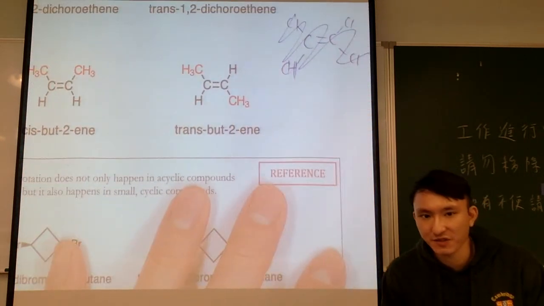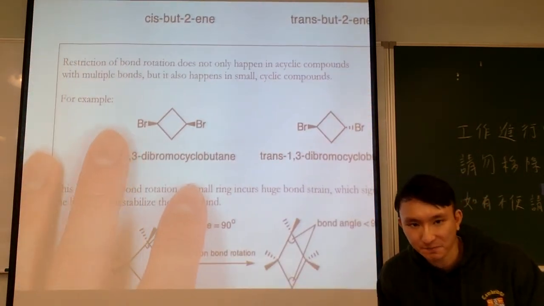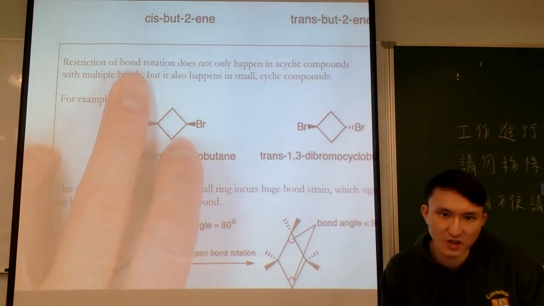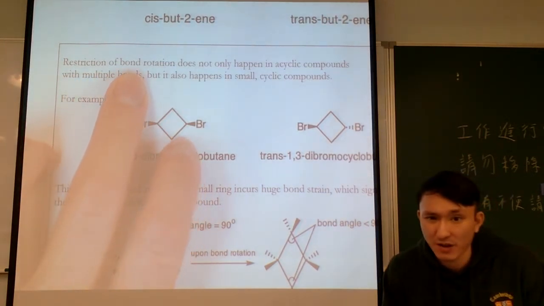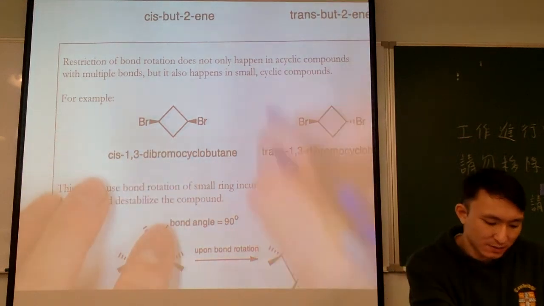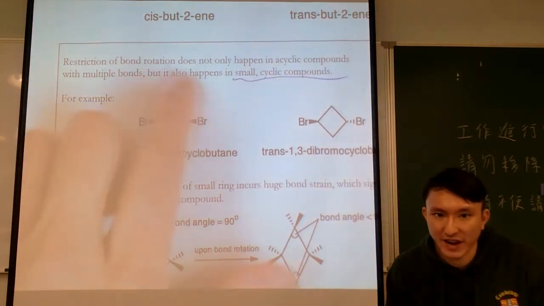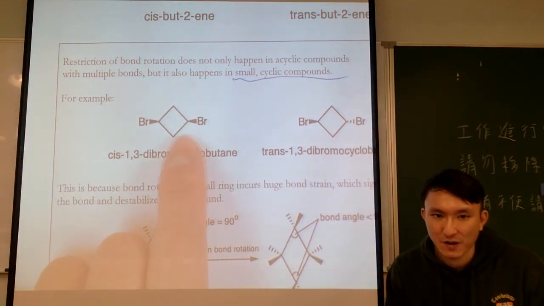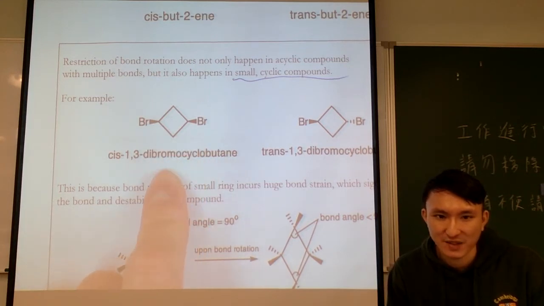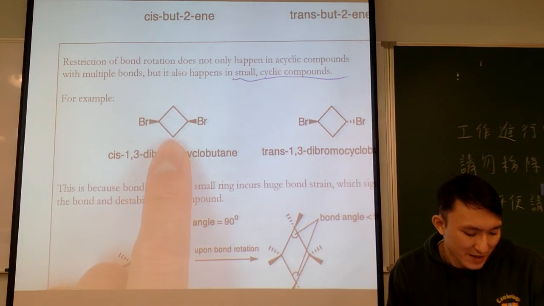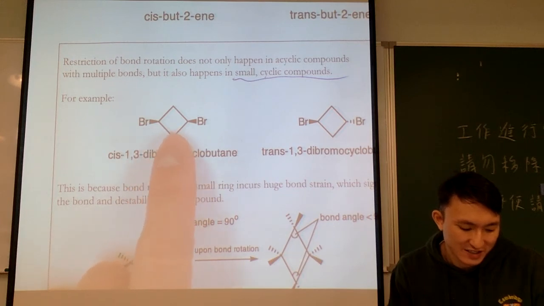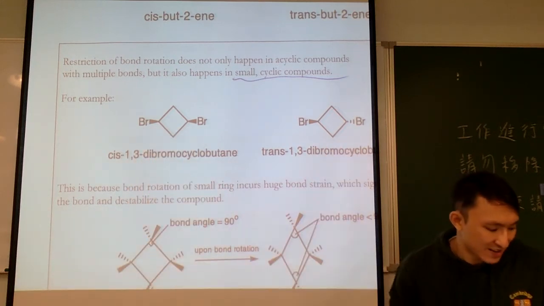This is for reference only, so I'll just quickly talk about it. Restriction of double bonds not only occurs at a C=C double bond, but it also occurs in small cyclic compounds with a ring. Just like here, we have a 4-carbon ring, okay? With the bromine atoms at the 1 and the 3rd position, it can occur in a cis-trans fashion.